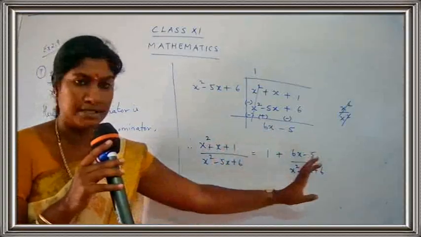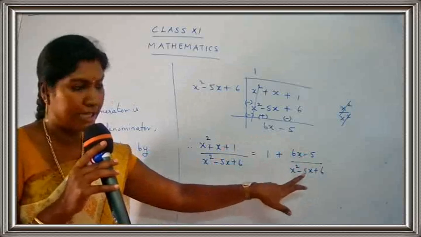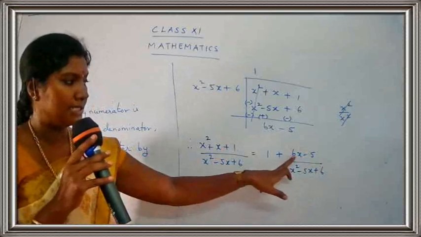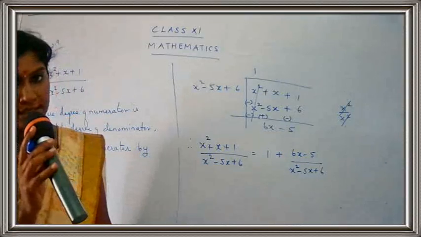So this is a different term and this is a different term. Do not mingle everything. The upon is only for the remainder and the divisor. So 1 plus 6x minus 5 upon x square minus 5x plus 6. I hope you are clear till here.